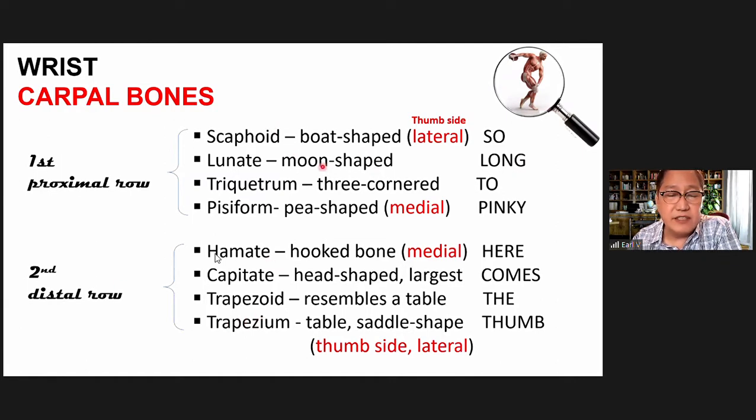So another way of identifying is, let's try to learn the mnemonic. So long to pinky. Pinky is little finger and the pisiform is in line sa little finger kasi nasa medial siya. So long to pinky: scaphoid, lunate, triquetrum, pisiform. Then for the second row, the distal row, here comes the thumb: hamate, capitate, trapezoid, trapezium. Minsan nakakalito yung trapezoid and trapezium. Basta yung trapezium, thumb.